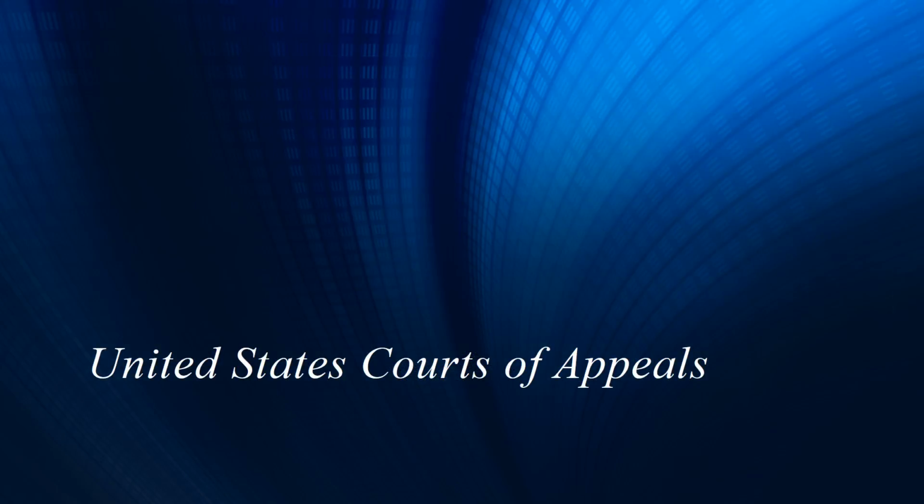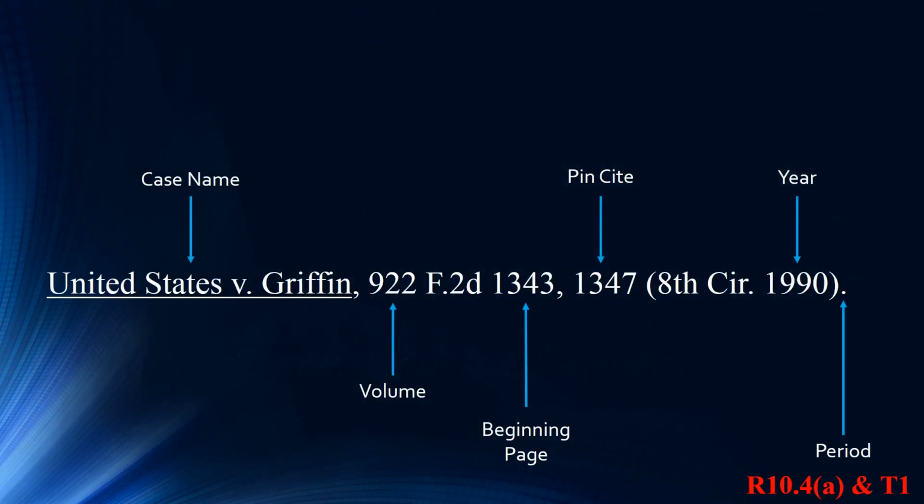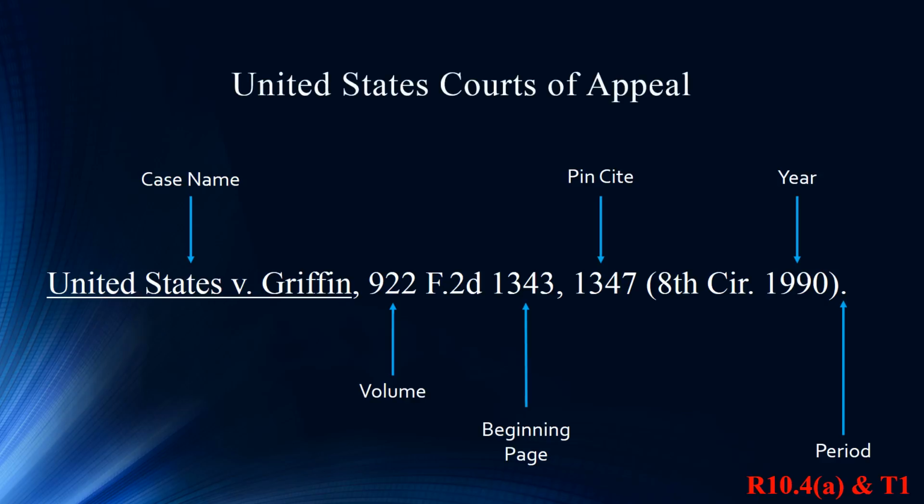Next, let's examine how to cite cases decided by the United States Courts of Appeals. This is a full citation example from the 8th Circuit. The governing Blue Book rules include 10.4(a) and Table 1. The Federal Reporter is abbreviated F.2d, and the 8th Circuit is abbreviated 8th space capital Cir. period.